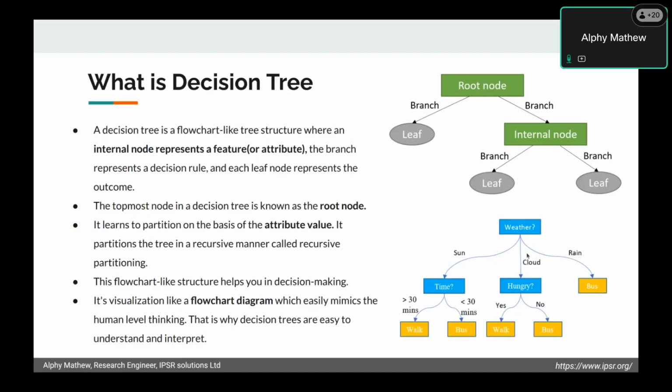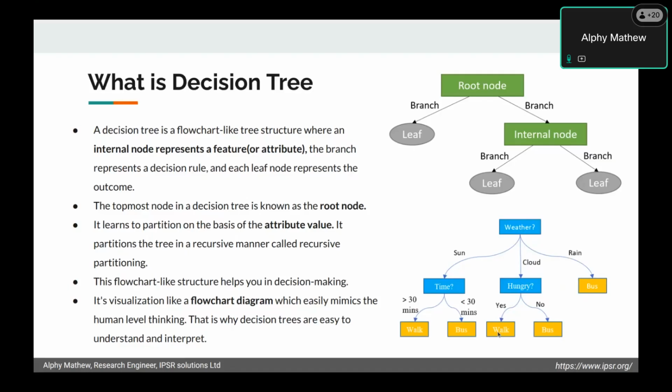Suppose the weather is cloudy and you are hungry, yes, then you will walk. So by traversing through this decision tree, you can classify the class labels for the particular problem.